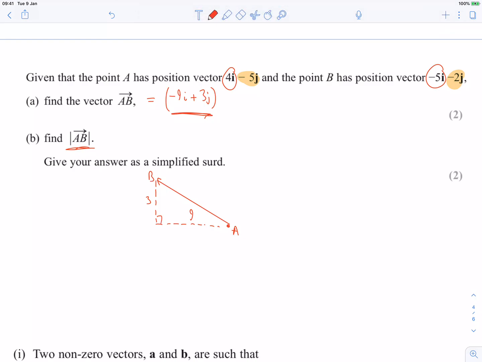So how do we find the length, the magnitude, the modulus? Well, we're going to have to do Pythagoras. So it's going to be 3 squared plus 9 squared, square rooted. And this appears to be 9 plus 81, which is root 90, which I believe is 3 root 10. Now we've covered simplifying surds, and that shouldn't be too much of a problem for you, because root 90 is root 9 times root 10, and root 9 is just 3. So the answer as a simplified surd is just 3 root 10.